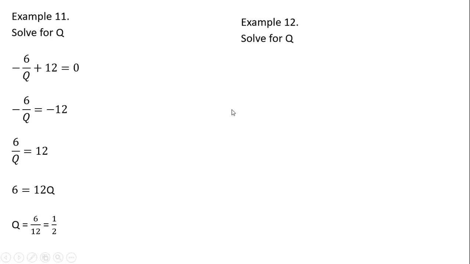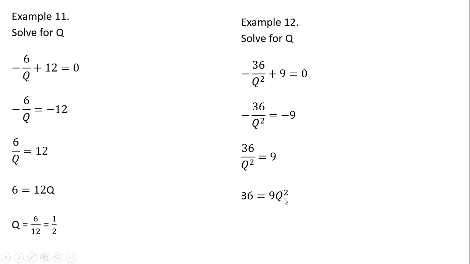Example 12, solving for q. Similar problem to example 11. Moving 9 over to the right-hand side by subtracting 9 from both sides. Multiplying both sides through by -1. Multiplying both sides through by q squared. Dividing both sides through by 9. 36 divided by 9 is 4. 9 divided by 9 is just 1.